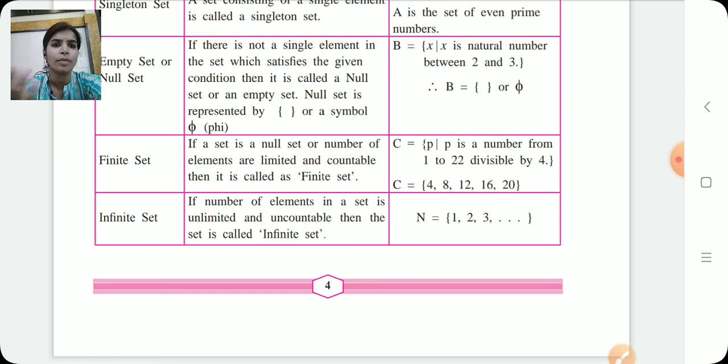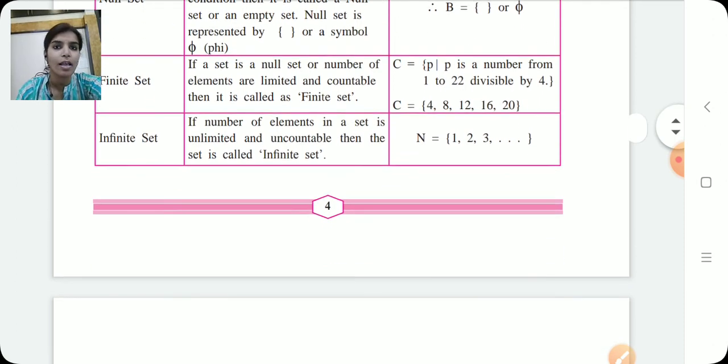Okay, so you take any other example. Suppose I tell you the set of prime numbers from 1 to 100. There is a limit, up to 100, for the prime numbers. Again, take another example: the set of days of the week. There are only 7 days, so there is also a limit. So these are all finite sets.